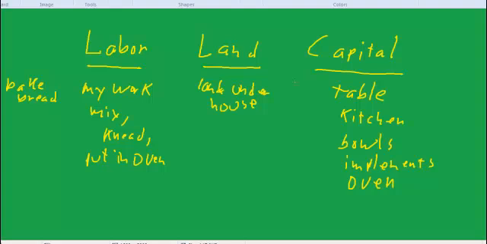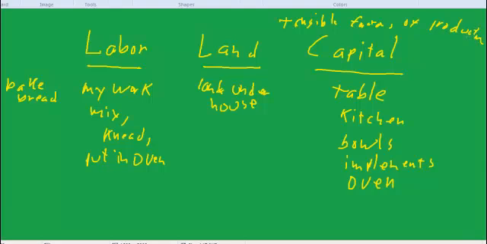And these are all what I would call tangible factors of production. I'm going to put tangible up here. Tangible factors of production.